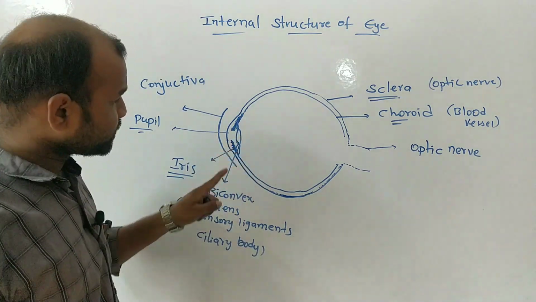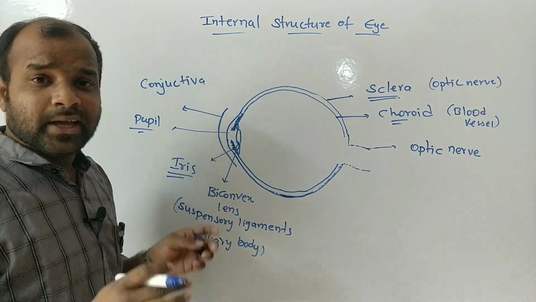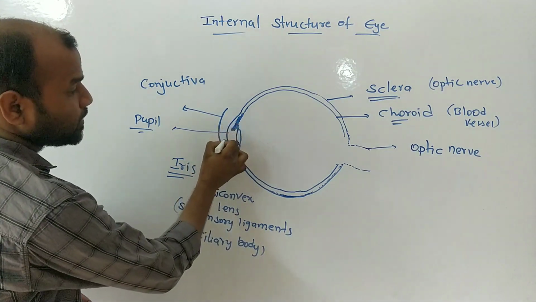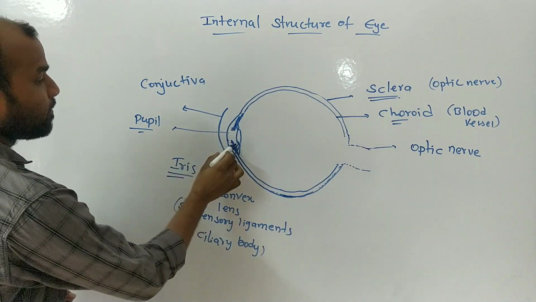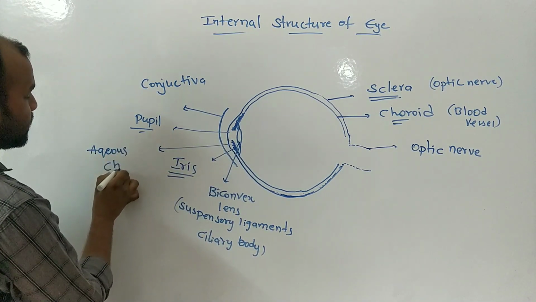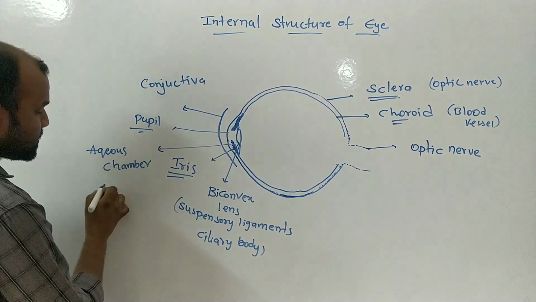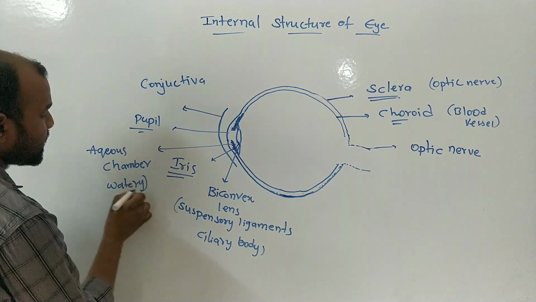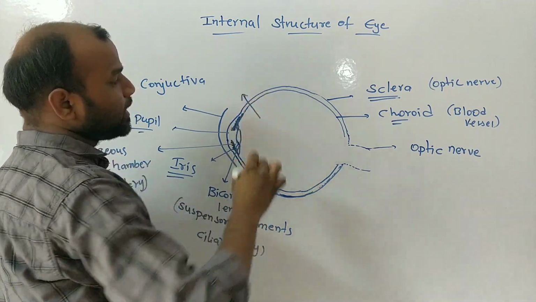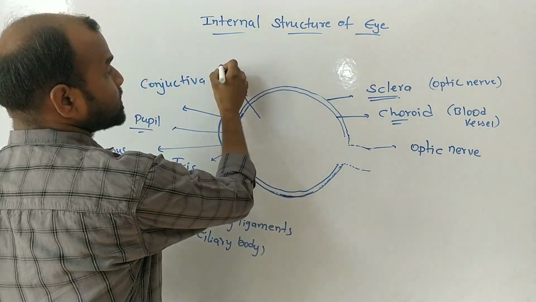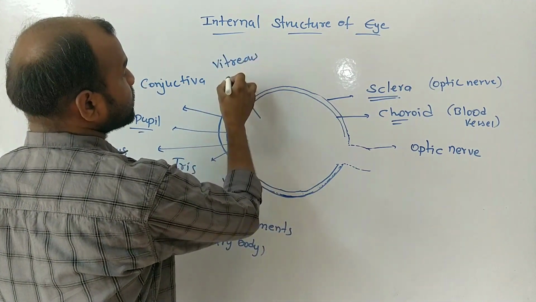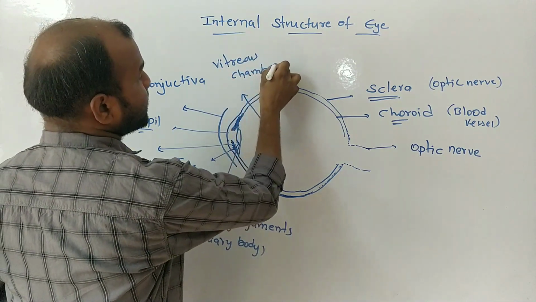This biconvex lens separates the inner eyeball into two chambers. The outer chamber is called the aqueous chamber, and it contains a watery substance. Whereas on the inner side, a jelly-like substance is present, which fills the vitreous chamber. So it is called the vitreous chamber.